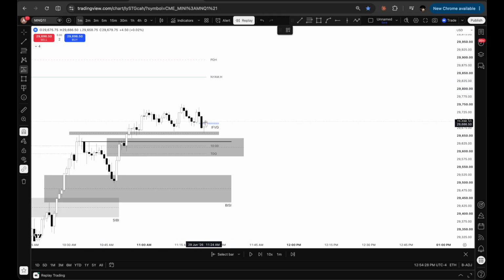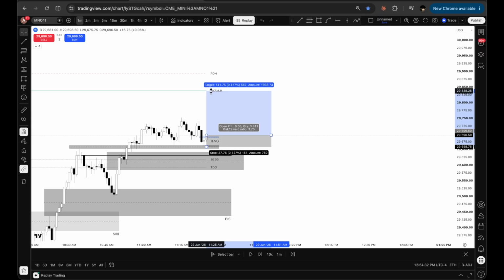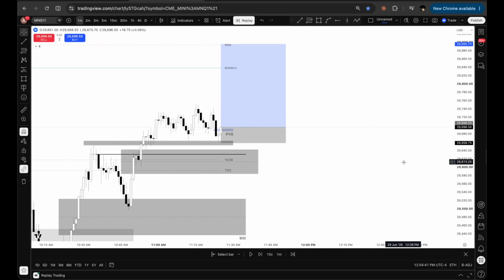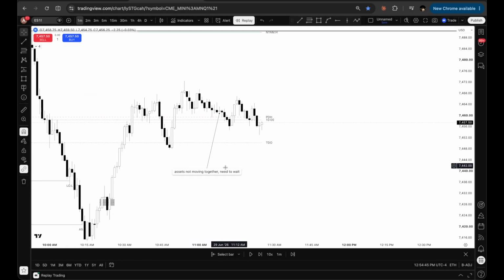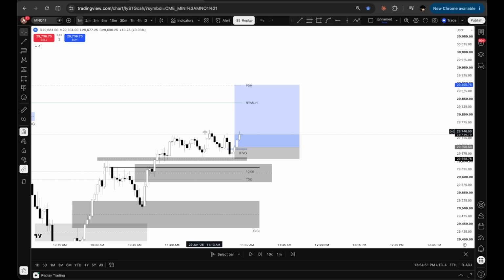So you could have slapped long right here, stop at the low, and TP at the AM high or the previous day high for a 5 RR. Right? Not ridiculous at all. The reason I faded this though is when you look at ES, they're not moving together. Assets are not moving together. You need to wait. By the time you wait to get some clear confirmation, it's too late.